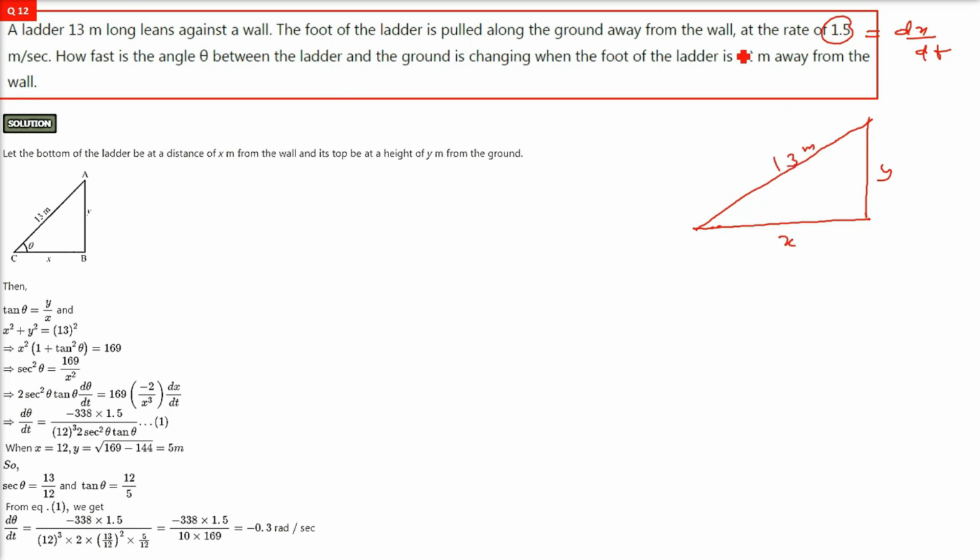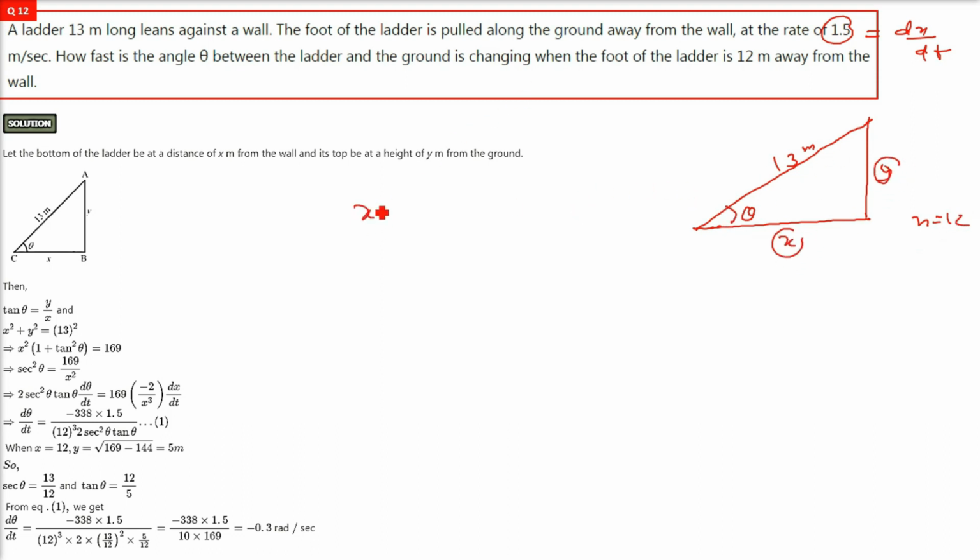13 meter is the length of the ladder, so let us write it. This angle we are interested in, d theta by dt. How fast is the angle theta between the ladder and the ground changing? d theta by dt we are interested in. So you have x, this is y.